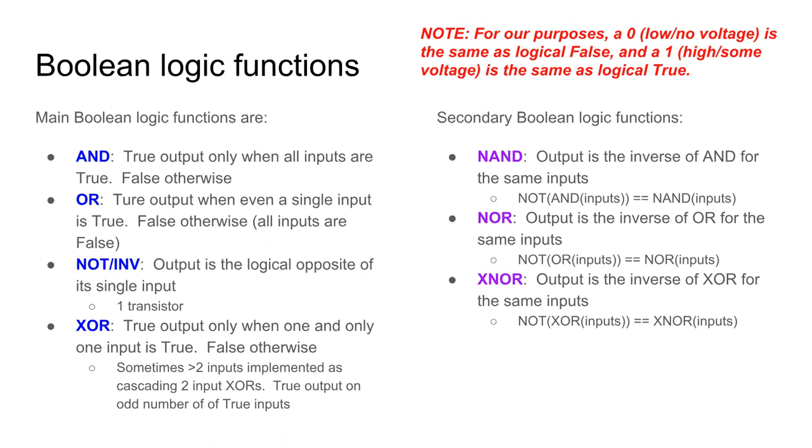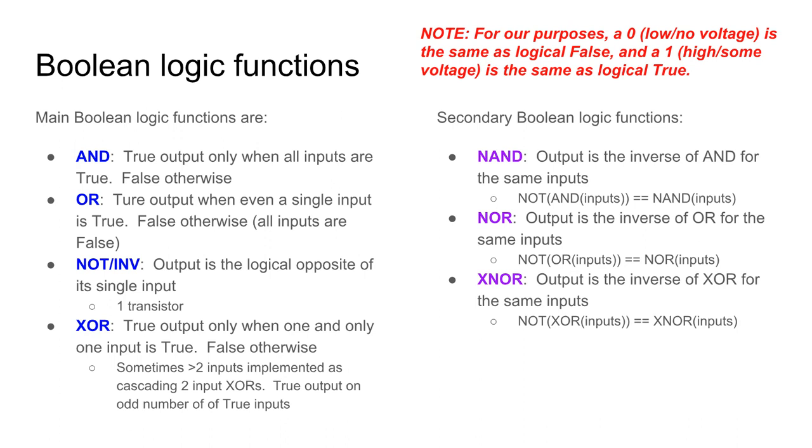Now the last of the main Boolean functions is exclusive OR. This is one that typically only has 2 inputs, but on occasion you will see a multiple-input exclusive OR function or gate that has more inputs than 2. Generally speaking, the way to think about these is that the exclusive OR function will produce a true output only if one and only one of its inputs is true. So if 2 inputs or more are true, or no inputs are true, it will produce false.